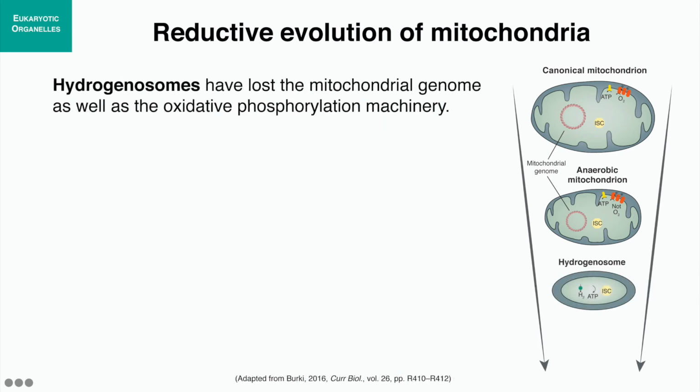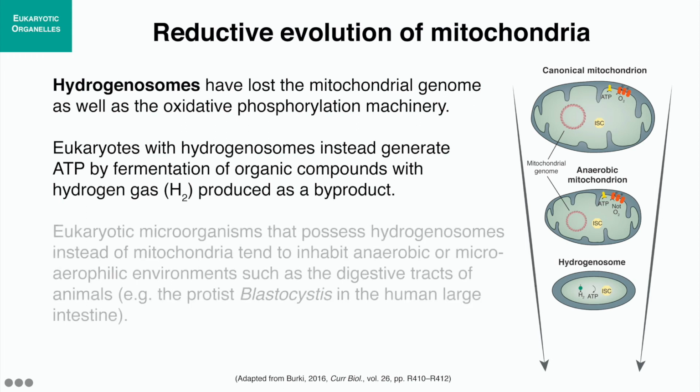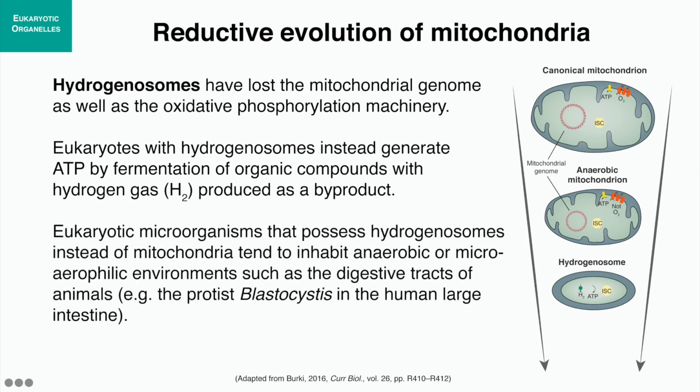Hydrogenosomes have lost the mitochondrial genome as well as the oxidative phosphorylation machinery. Eukaryotes with hydrogenosomes instead generate ATP by fermentation of organic compounds with hydrogen gas produced as a byproduct. Eukaryotic microorganisms that possess hydrogenosomes instead of mitochondria tend to inhabit anaerobic or microaerophilic environments such as the digestive tracts of animals.